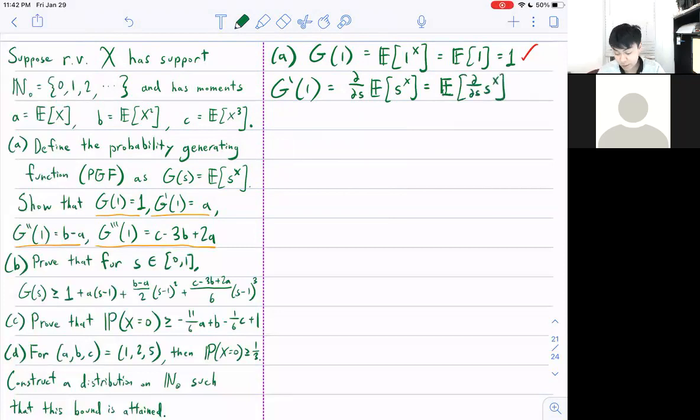We're going to interchange these, and then we perform the derivative. The variable we're taking the derivative with respect to is s. So the X is brought down by the power rule for derivatives of polynomials, and we get X times s to the X minus 1, evaluated at 1, of course.